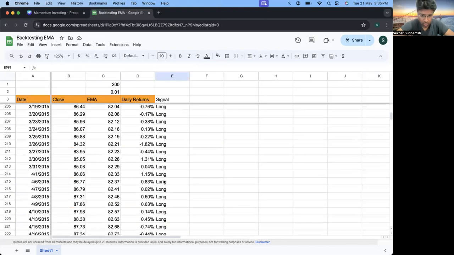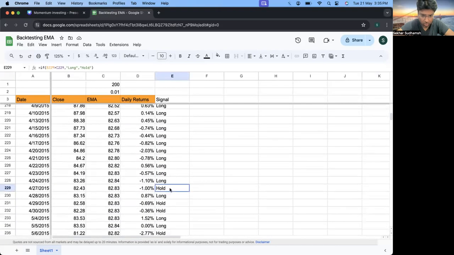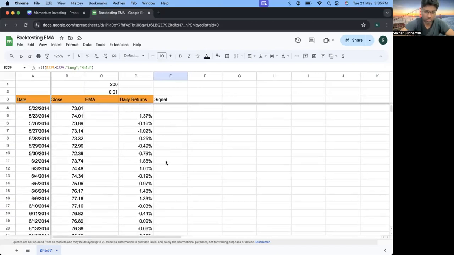To cross check, let me go and see a condition where it is hold. Okay. On this day, it gave a signal of hold. Let me validate the numbers. The closing price is 82.43, which should be less than the EMA, 82.83. Yes, it is. So the signal is genuine.